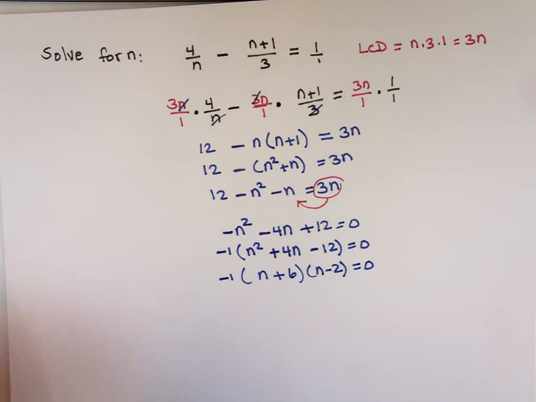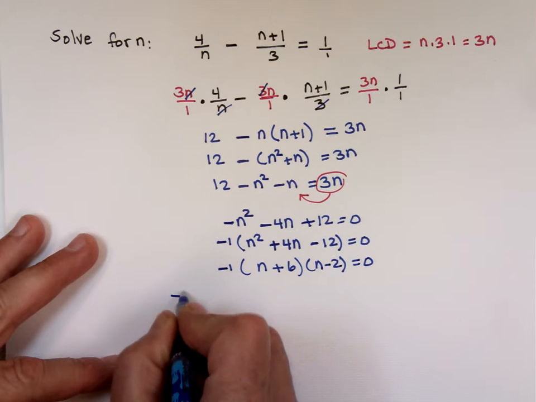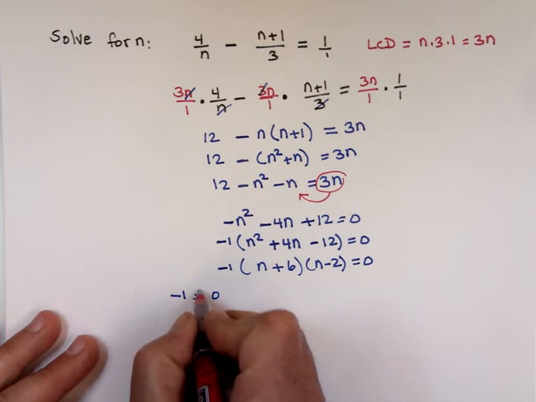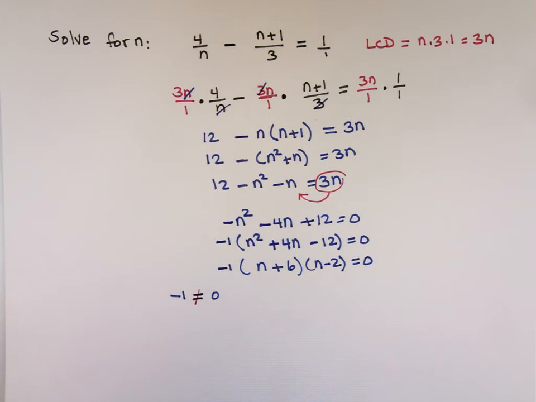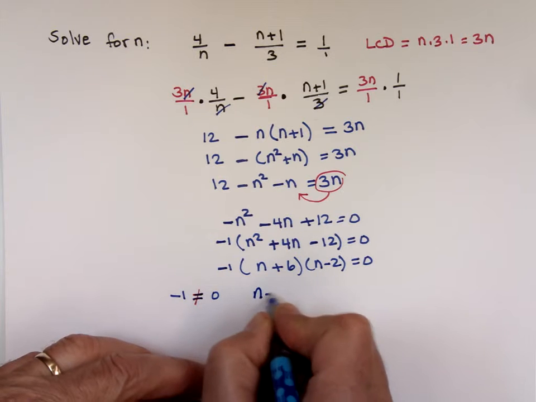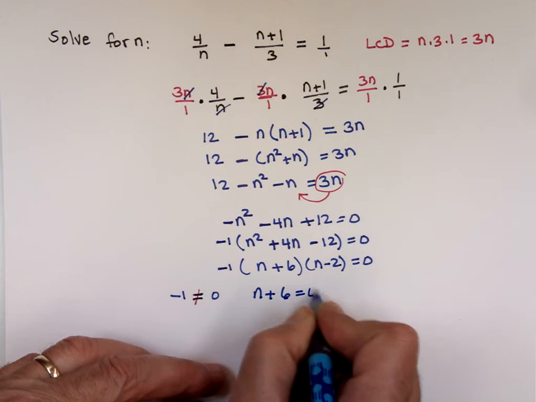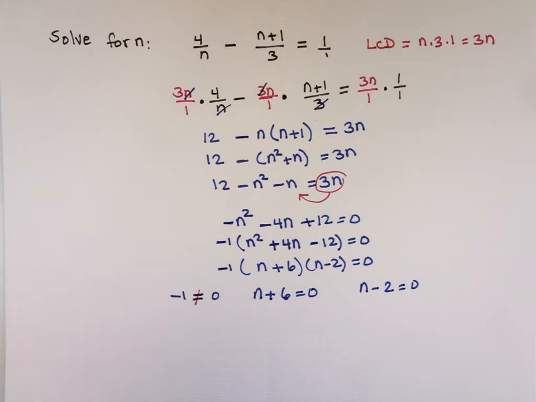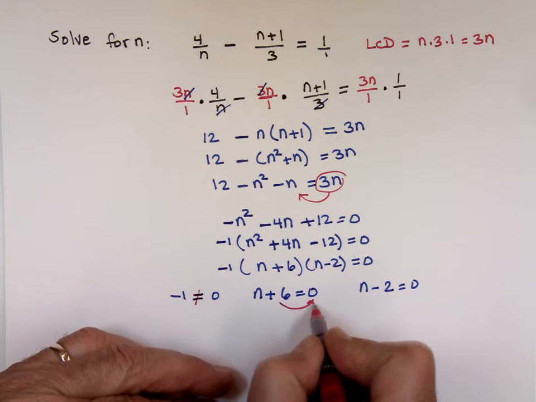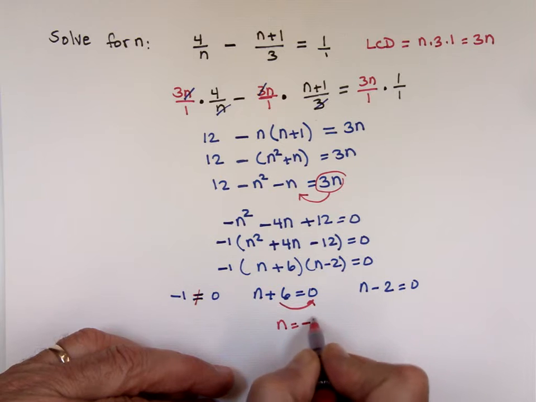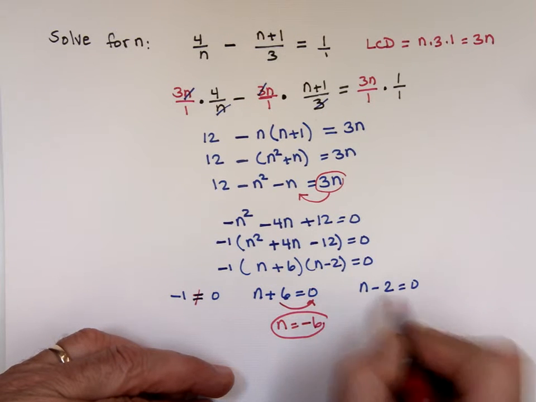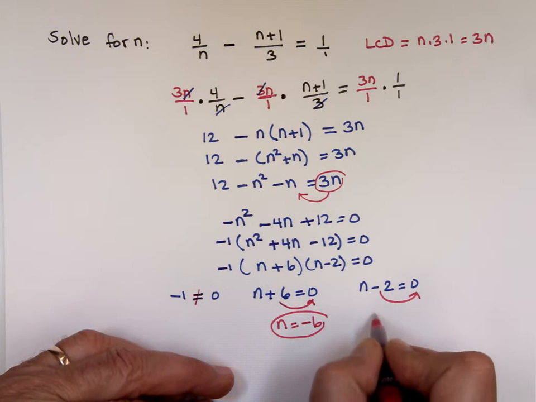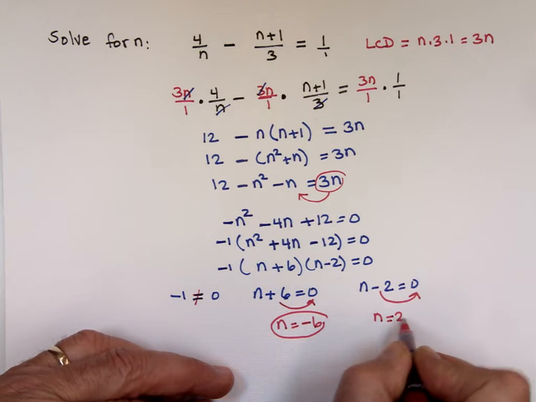Now set each factor equal to 0 and solve it. We know that doesn't happen. This will never happen. Minus 1 will never equal 0. n plus 6 equals 0. n minus 2 equals 0. Well, to solve this, you take the plus 6 to that side, you end up with n equals negative 6. To solve this, you take the minus 2 there, again, change side, change sign, n equals plus 2.